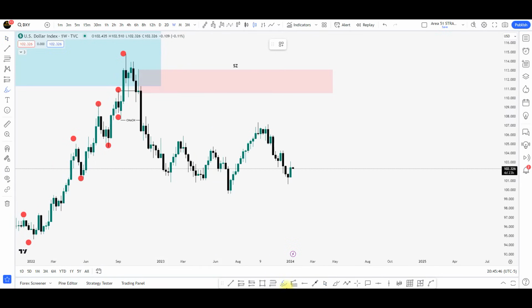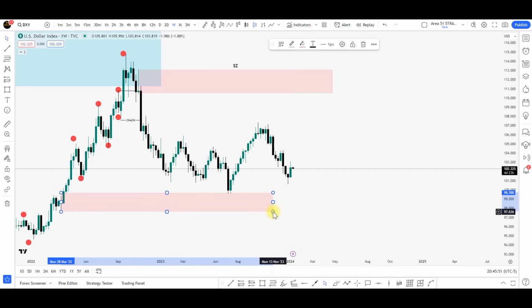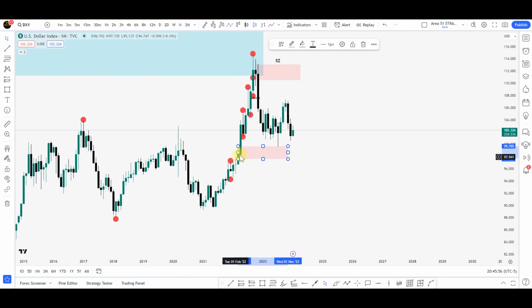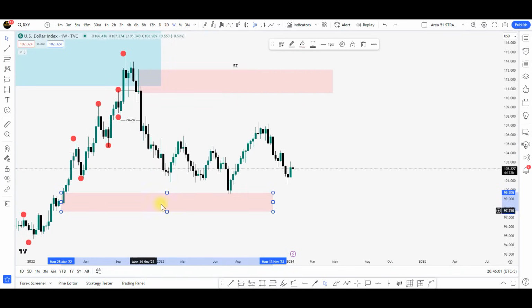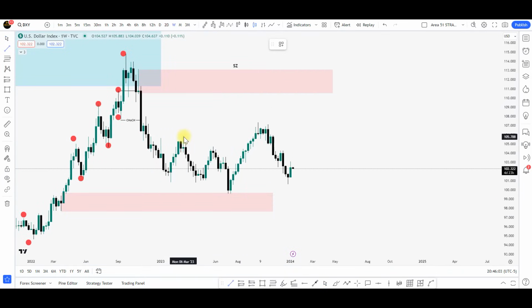We can see that price also tapped on this area of demand zone, which is around this zone right here. Once the price tapped on this demand zone, it created a change of character because we can see that price is attracted to go to this zone. So we have a high, a low, a lower high, and then a lower low.